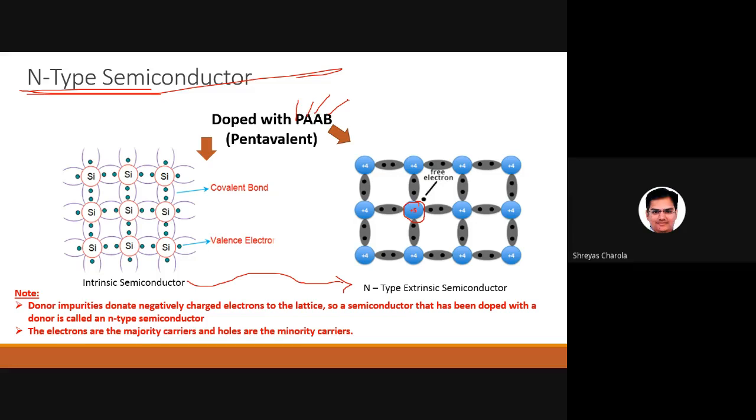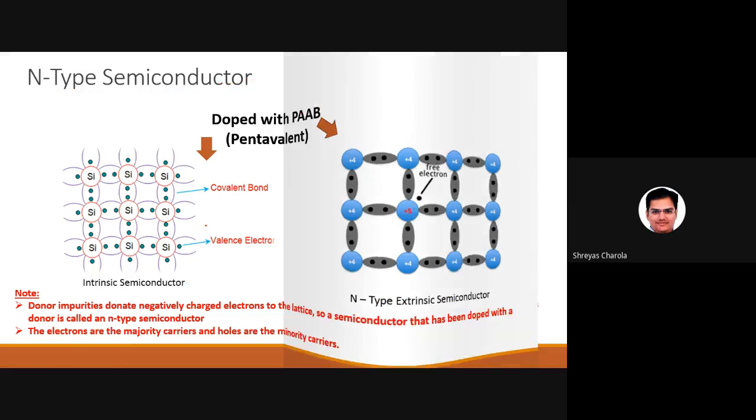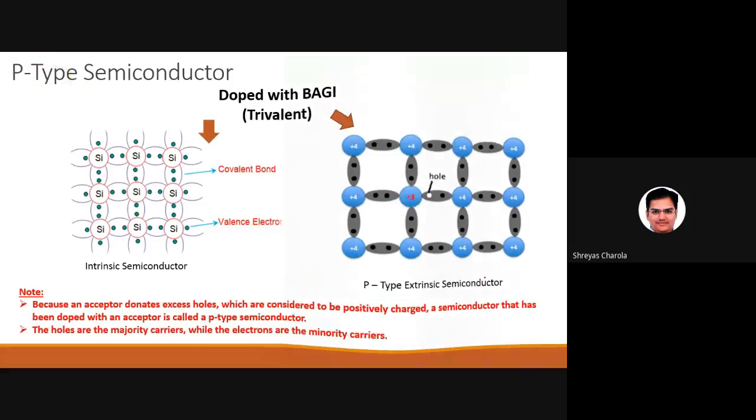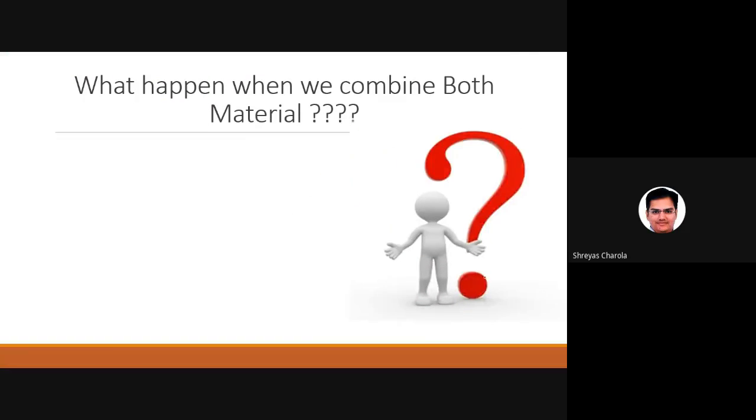Good. Now, suppose you want to convert your semiconductor into a P type, what you need to do? You need to add trivalent impurities: boron, aluminum, gallium, and indium. Okay, for this actual conversion into a P-type extrinsic semiconductor.